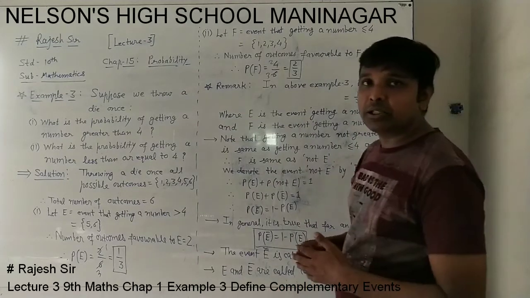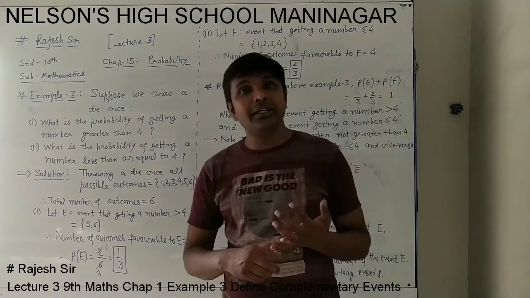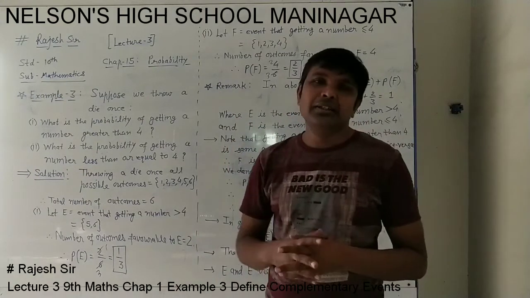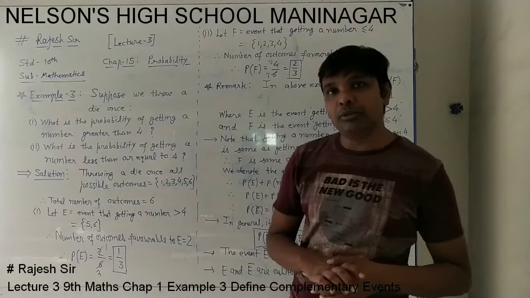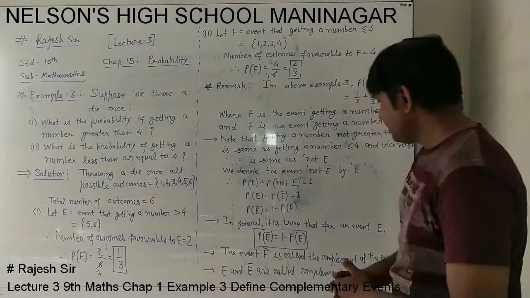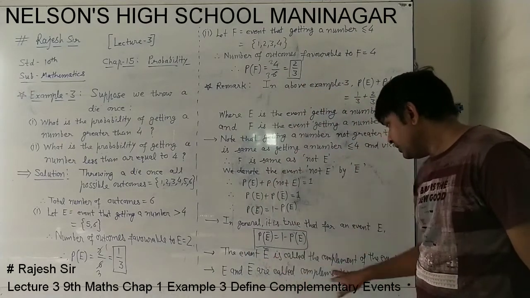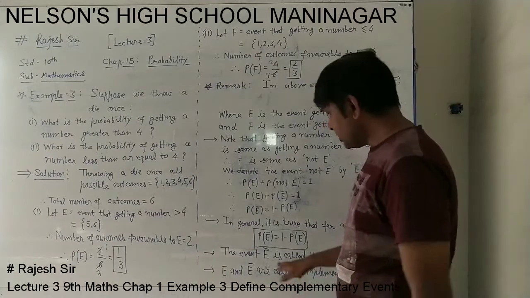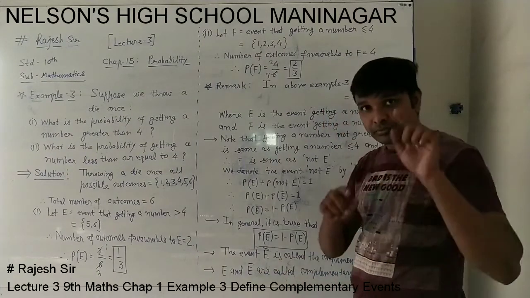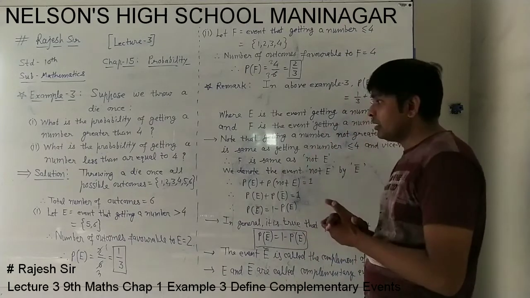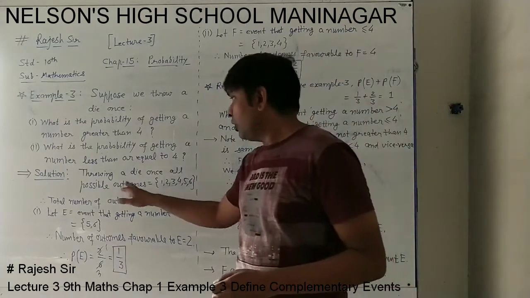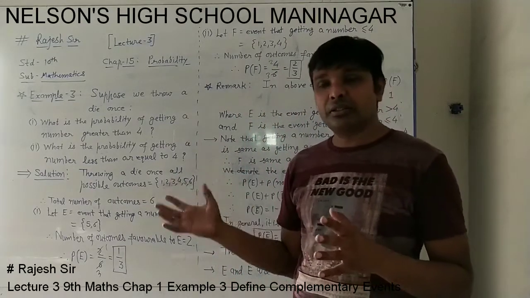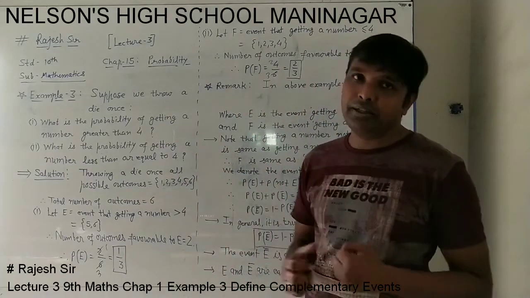In the earlier classes, you were denoting it like A dash. A dash is the complement of A, in set-related problems. In probability, we denote it by E bar and E. E bar and E are called complementary events because E union E bar will give all the possible outcomes of the universal set. This is also a concept of sets, from which it is taken.